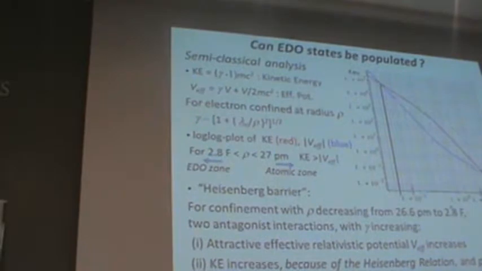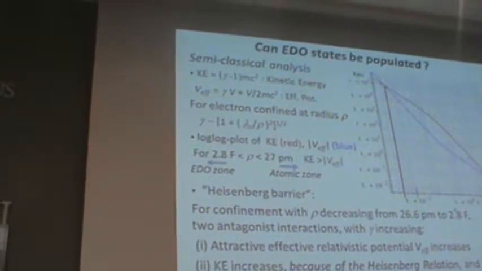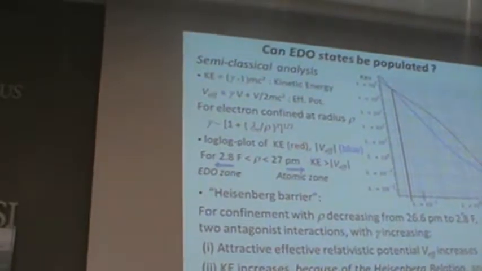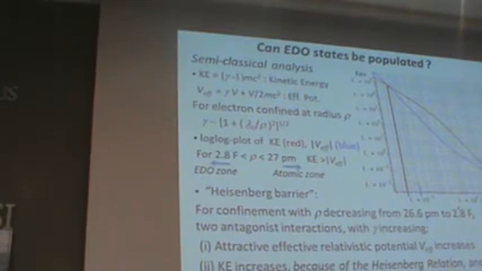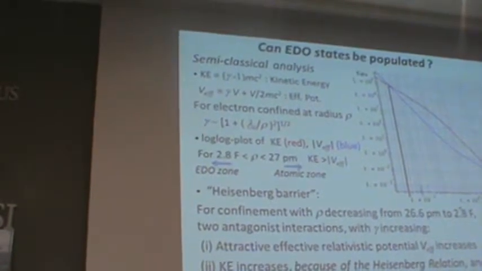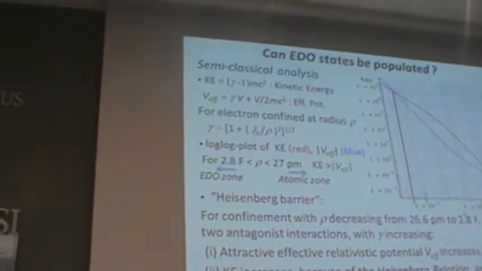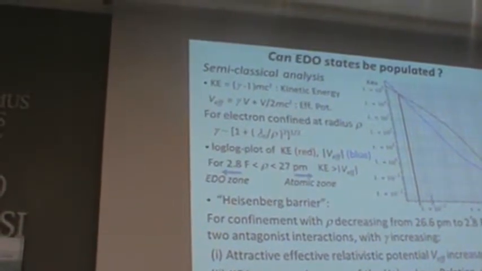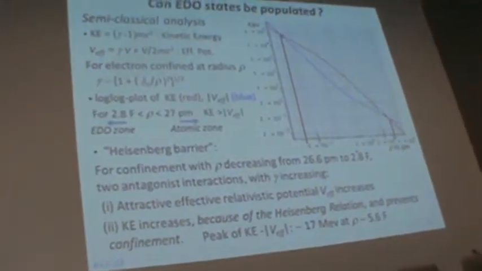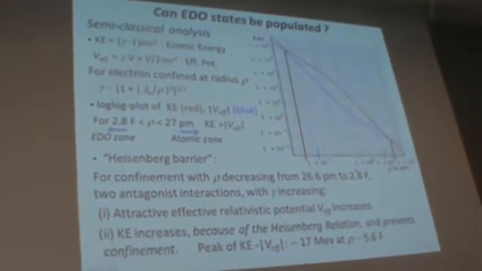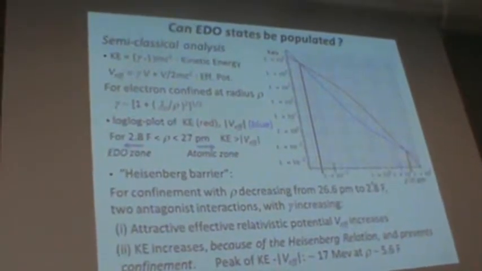Here is a first attempt to evaluate the possible population of the ideal state by tunneling from the ground state, in the form of a superposition of quantum states. We consider two antagonist interactions, one due to the attractive relativistic effective potential and the other to the Heisenberg relation, increasing the kinetic energy to prevent the confinement of electrons. We call it the Heisenberg barrier.